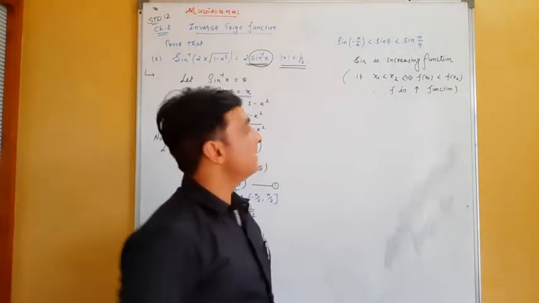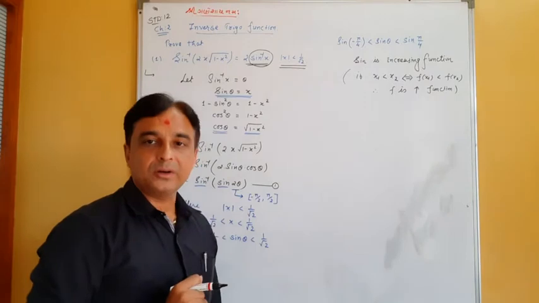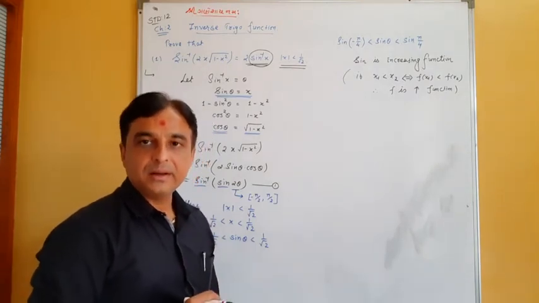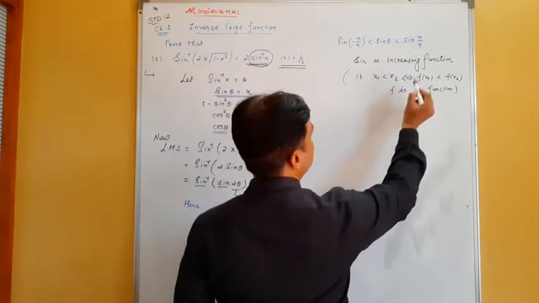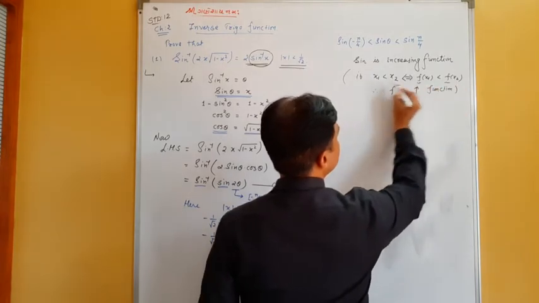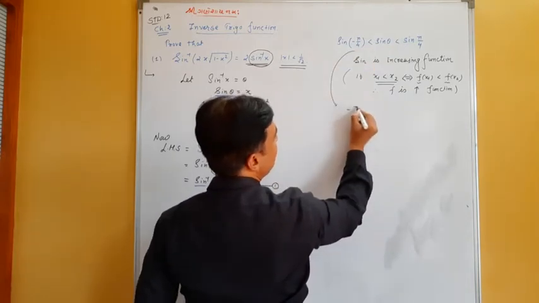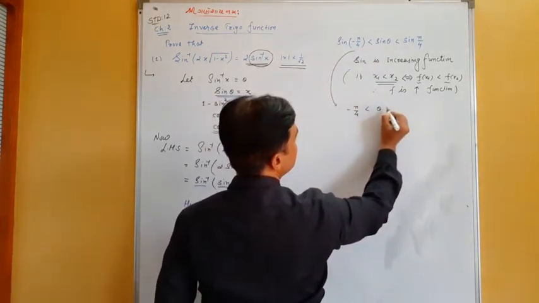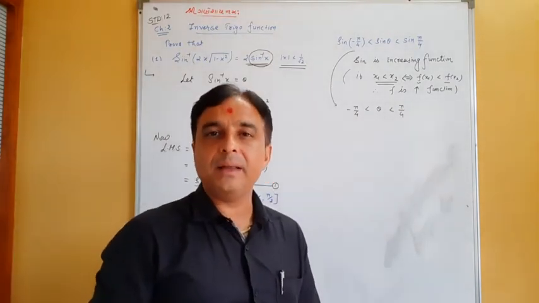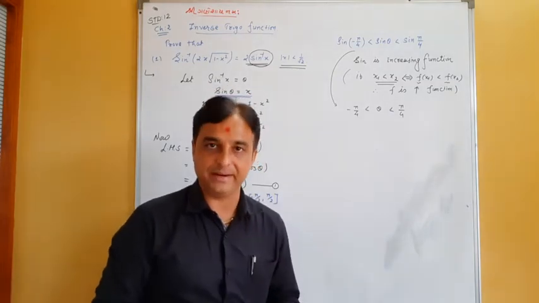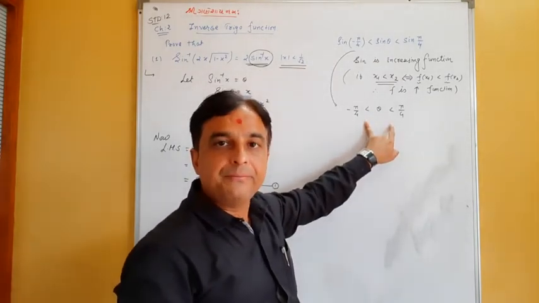So we know that sine is an increasing function in the fourth and first quadrants. When a function is increasing, we can remove f and we get this inequality. So we can remove sine. So minus pi by 4 is less than theta is less than pi by 4. So from the function inequality we go to the variable inequality.